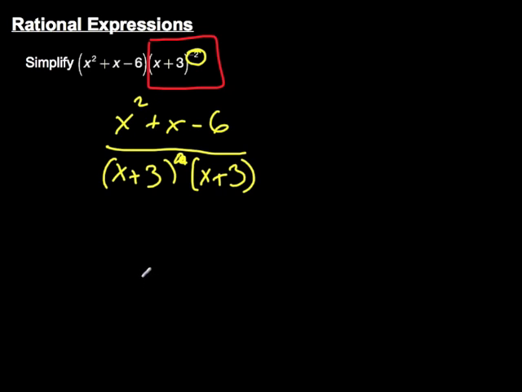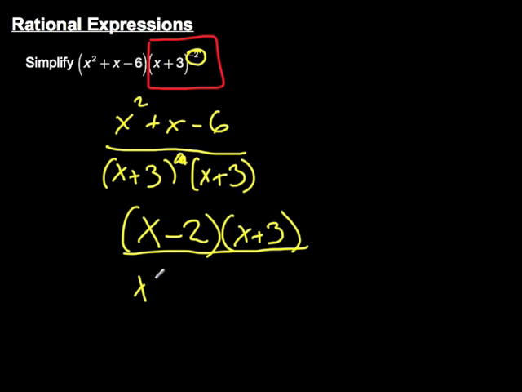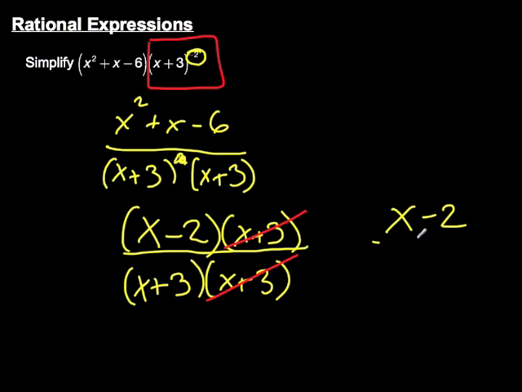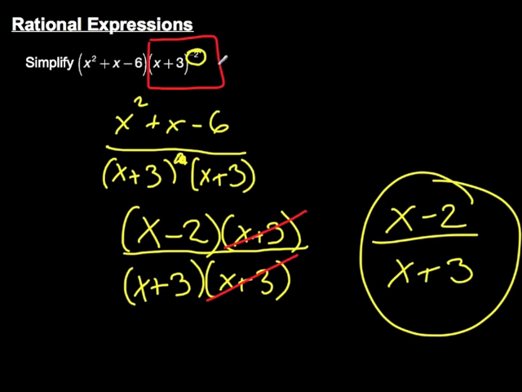If we factor the numerator, we get x minus 2 times x plus 3. Denominator is already factored for us. X plus 3 times x plus 3. Cancelling out one x plus 3 from the numerator and denominator, we get left with x minus 2 over x plus 3. So if we have a negative exponent, anything the negative exponent is attached to becomes the denominator.